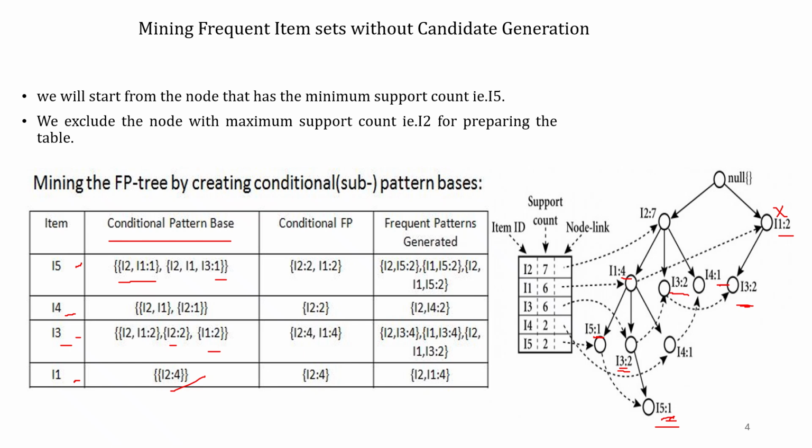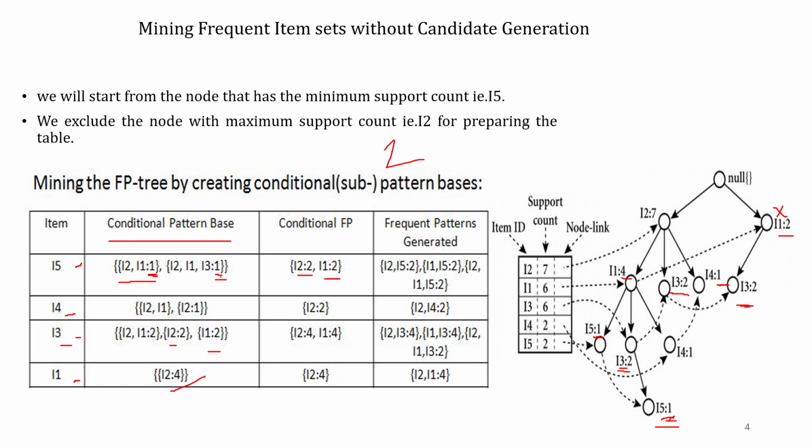Now let us see the conditional frequent pattern. What is the conditional frequent pattern? Let us see the occurrences of each and every item and its support count. In this problem, we are keeping the minimum support count to be 2. Now let's see I2: it had occurred once and once again, so I2 is twice. When you come to I1, it had occurred once here and once here, so I1 is also 2.